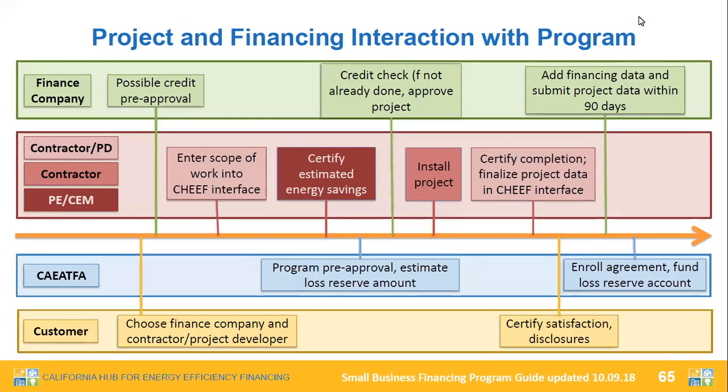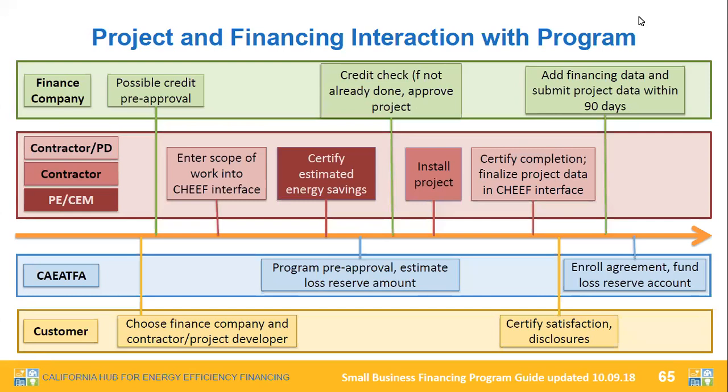This slide provides an illustration of a project lifecycle. This is where all the work that you all are doing independently can be plugged into the CHEEF program, so it shows the various stages where the plugins happen. So you can see the different rows. On the top is a green row for a finance company. The next row we have a combined row for contractor, project developer, and the energy professionals. And there's a blue row for CAEATFA and the yellow row at the bottom for the customer.